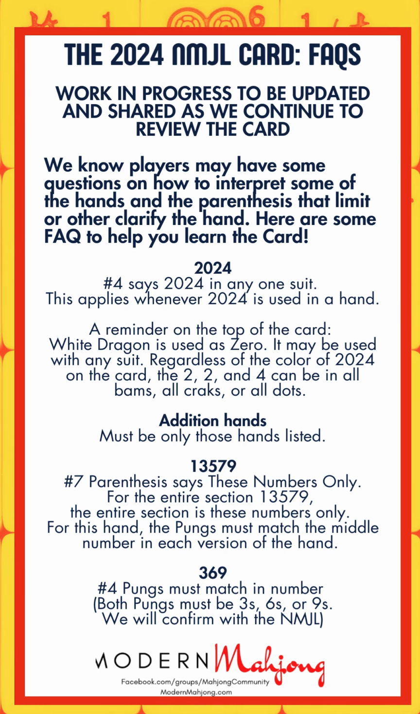In 369, the number 4, we believe the word like could be added. Pungs must match in number. So if you have a pung of threes, the other pung must also be threes. Same going with six, same going with nines. We're going to call the league when they open and just confirm that, and we'll update if there's a change.